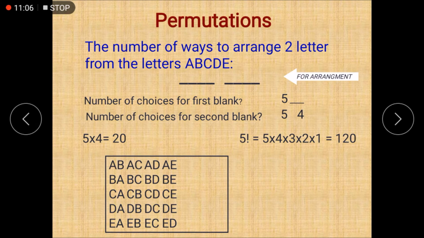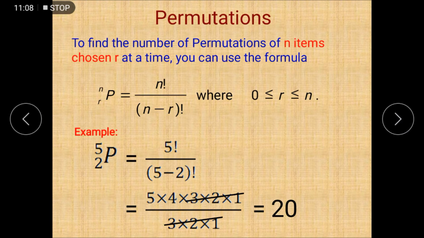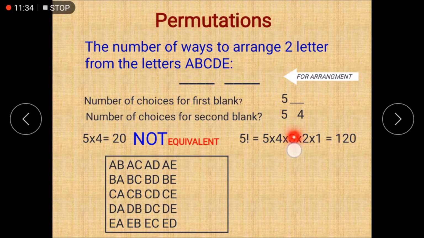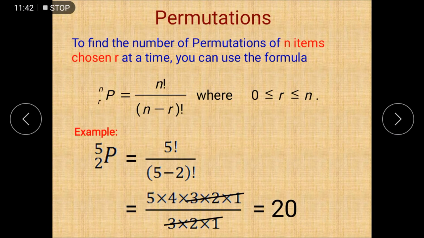How to adjust? Yes, we will do it like this. We will have this formula, and later I will show you how this formula is derived. So instead of 5 spaces, you have 5 letters but only 2 spaces, so you write 5P2. By using this formula, you have to remove the 3 2 1 here. 3 2 1 is actually 3 factorial, right? That means 5 factorial has to be divided by 3 factorial. How do we get 3 factorial? 5 minus 2, you see? So you cancel, and you get 20, see?